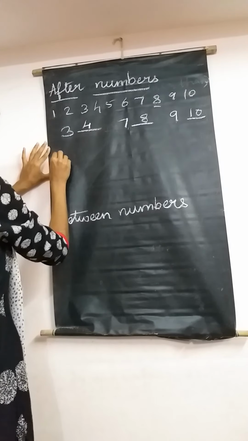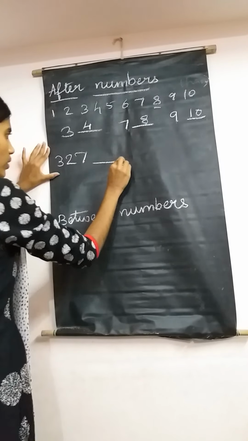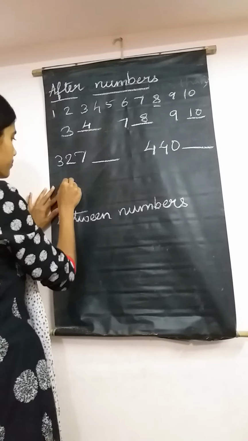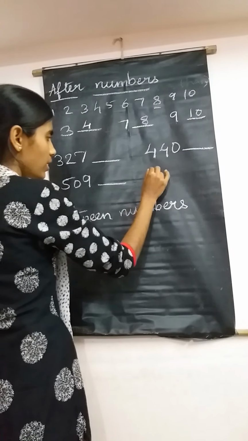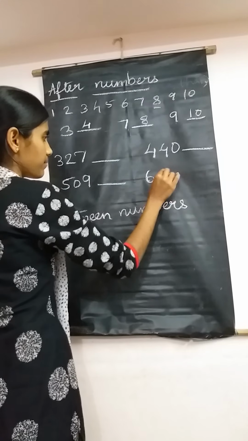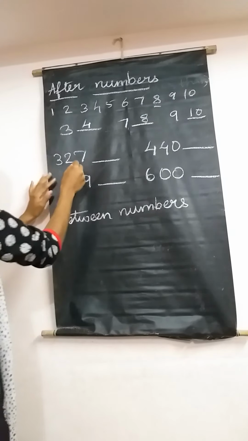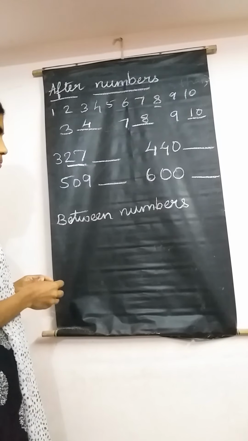Okay, we have 3 digit numbers: 327. What is the after number? 440. What is the after number? 509. After number, and 600. After number. So we have 27. I am underlining these 2 digits, the ones and the tens place.